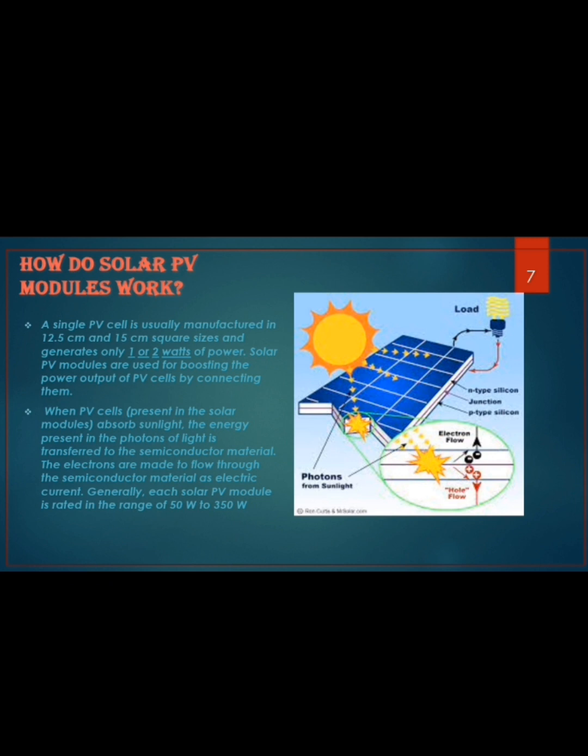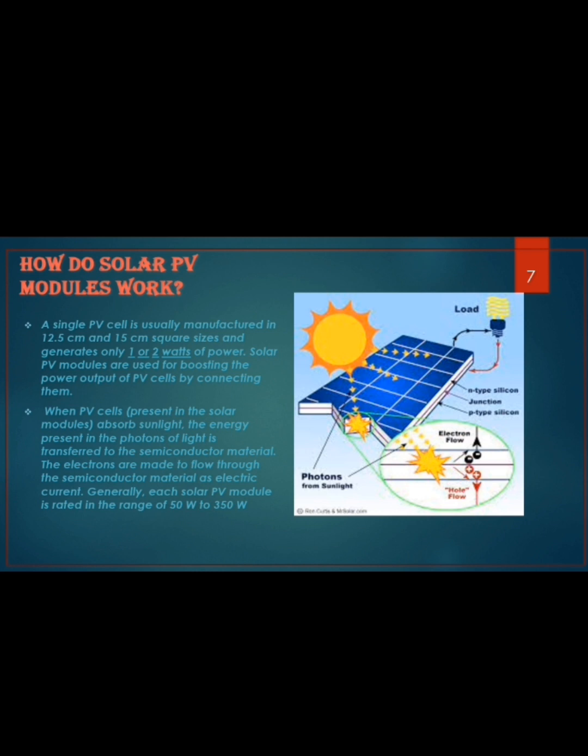A single PV cell is usually manufactured in 12.5 cm and 15 cm square sizes and generates only 1 or 2 watts of power. Solar PV modules are used for boosting the power output of PV cells by connecting them. When light shines on the cell, it creates an electric field across the layers, causing electricity to flow. PV cells are referred to in terms of the amount of energy they generate in full sunlight, known as kilowatt peak or kWp.